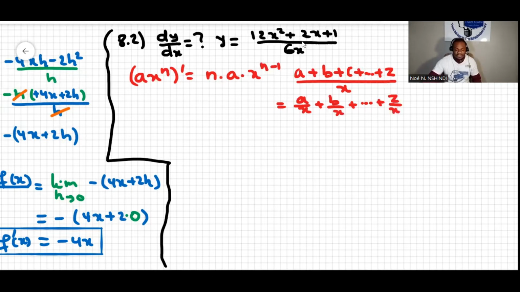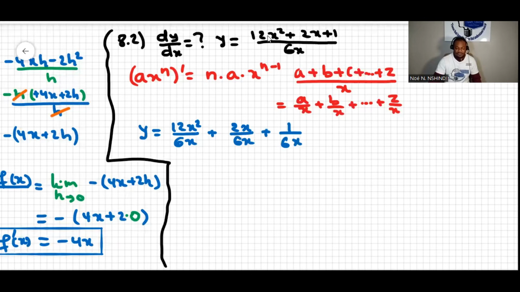Now in this situation, we can transform this function in order to differentiate it. It's very important. I think it's very useful to transform the function. Sometimes a function doesn't come up in a way that we can easily differentiate it, so it's better to transform the fraction. I'm going to use this method to transform this fraction. Y equals 12x squared over 6x plus 2x over 6x plus 1 over 6x.